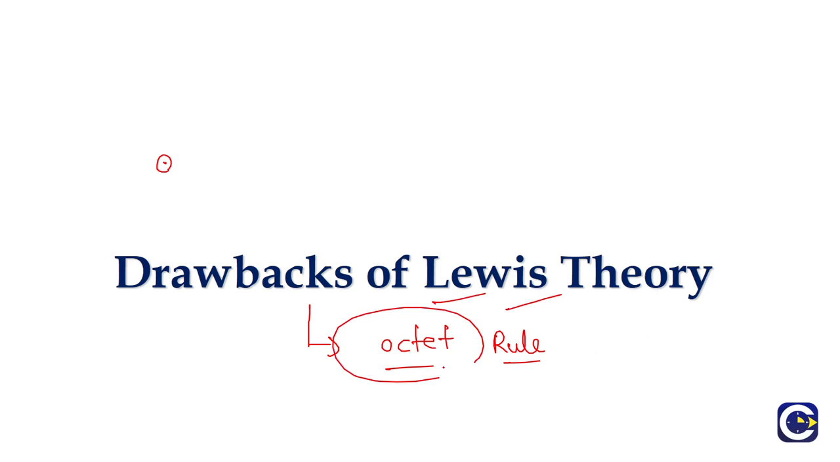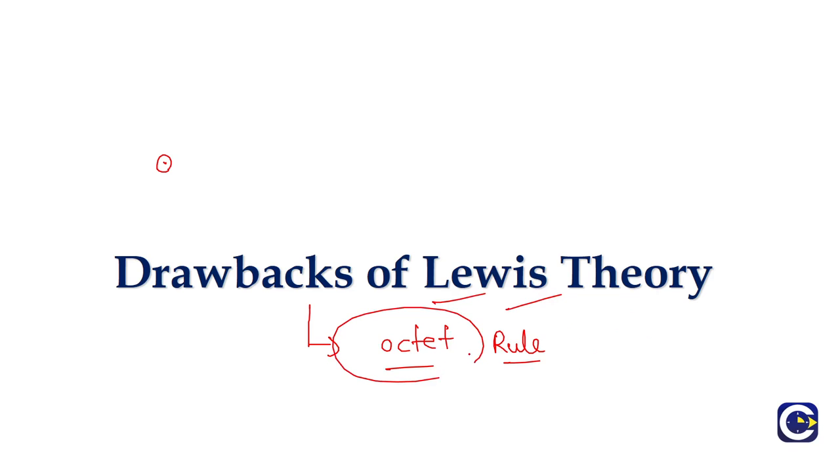Hello everyone. In this video we look at the drawbacks of the Lewis theory. Both the Lewis-Kossel approach as well as the Lewis-Langmuir theory attempted to explain the concept of chemical bonding on the basis of the octet rule. The main success of this theory is that it was able to explain how atoms are able to form chemical bonds and thereby achieve this octet arrangement in their valence shell.